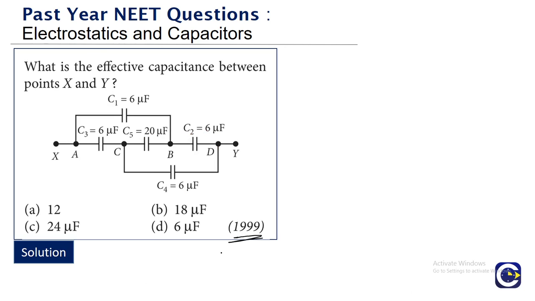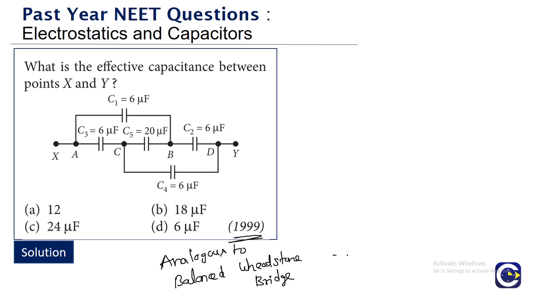Next we have a really good model question. This has come in the year 1999. This is called as the analogous to balanced Wheatstone bridge, because we'll talk about the Wheatstone bridge concept in the electrical circuits.